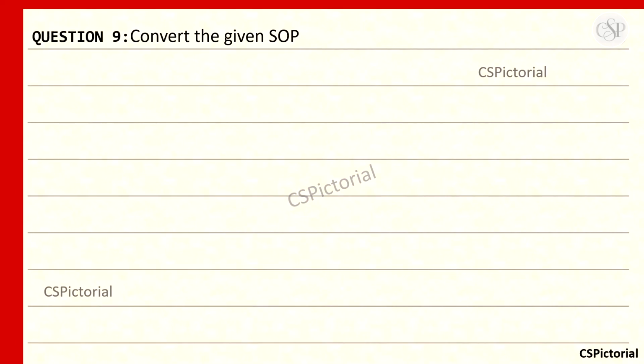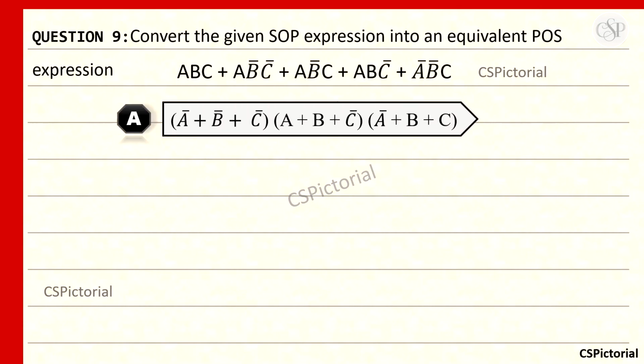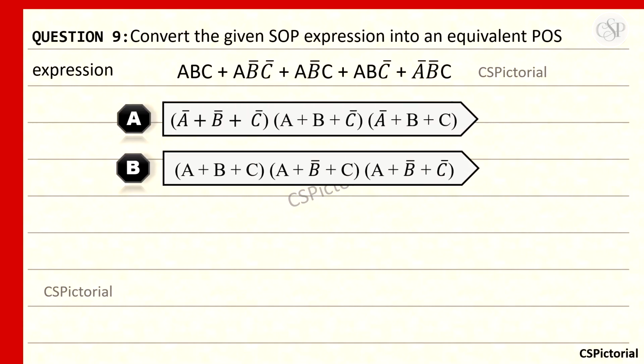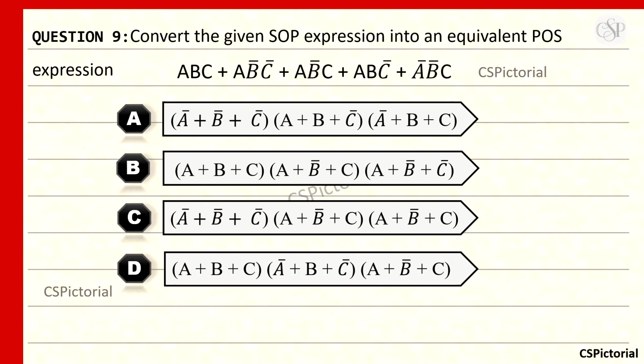Convert the given SOP expression into an equivalent POS expression. The answer is option B, A plus B plus C into A plus B bar plus C into A plus B bar plus C bar. Let's check out how it's done.